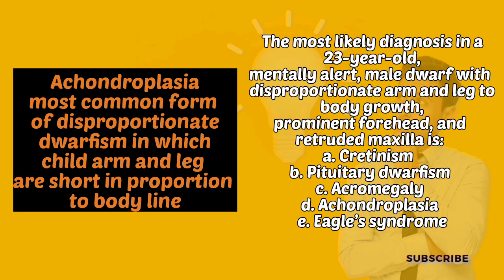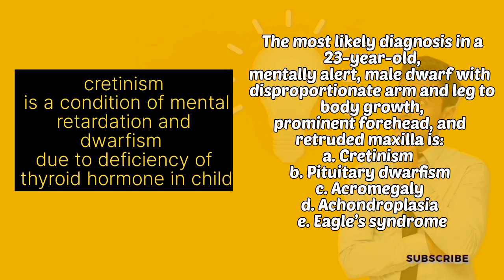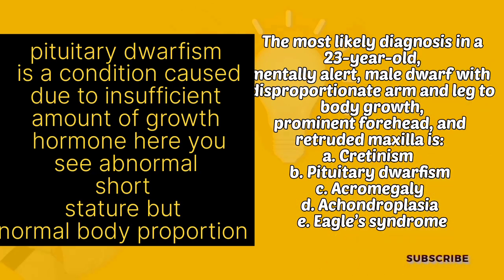It is the most common form of disproportionate dwarfism in which a child's arms and legs are short in proportion to the body length. While cretinism is a condition of mental retardation and dwarfism due to deficiency of thyroid hormone in a child. And pituitary dwarfism is a condition caused by an insufficient amount of growth hormone. Here you see abnormal short stature but normal body proportion.